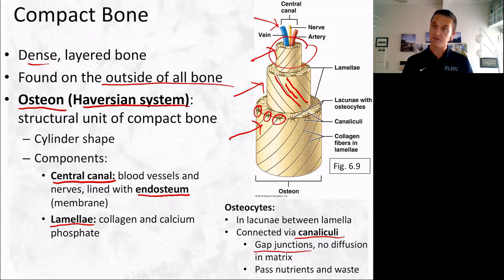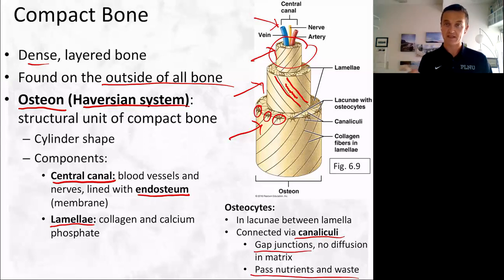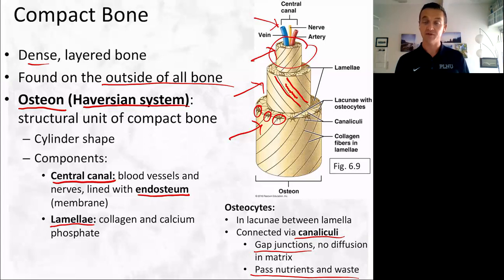Okay, so there's really no diffusion allowed, so we have these little gap junctions instead, and these cells are connecting to each other, or eventually they're connecting down to where there's actually blood and nutrients, right? So this is how those cells pass nutrients and waste products. Canaliculi is how bone cells get nutrients and get rid of waste products.